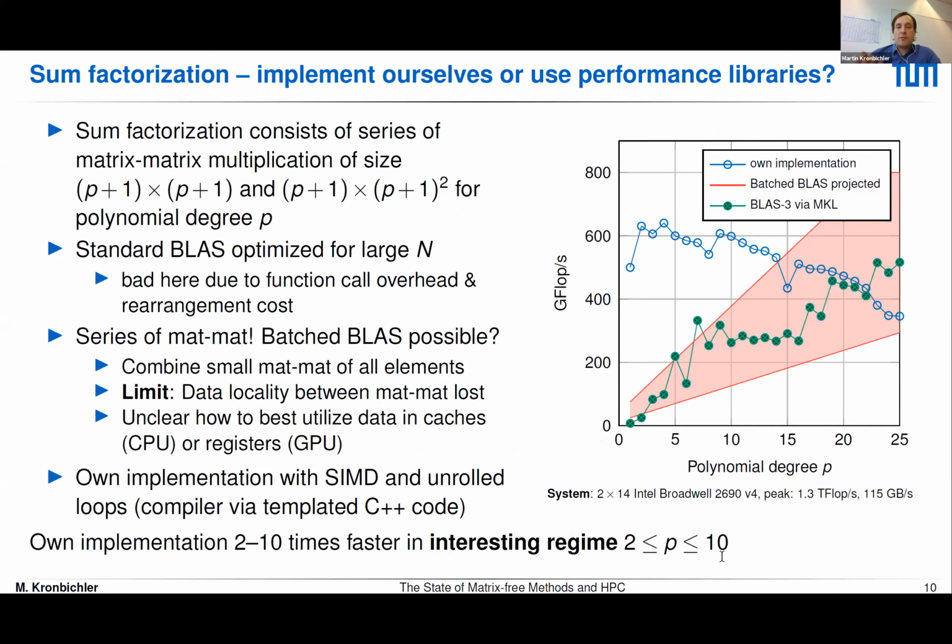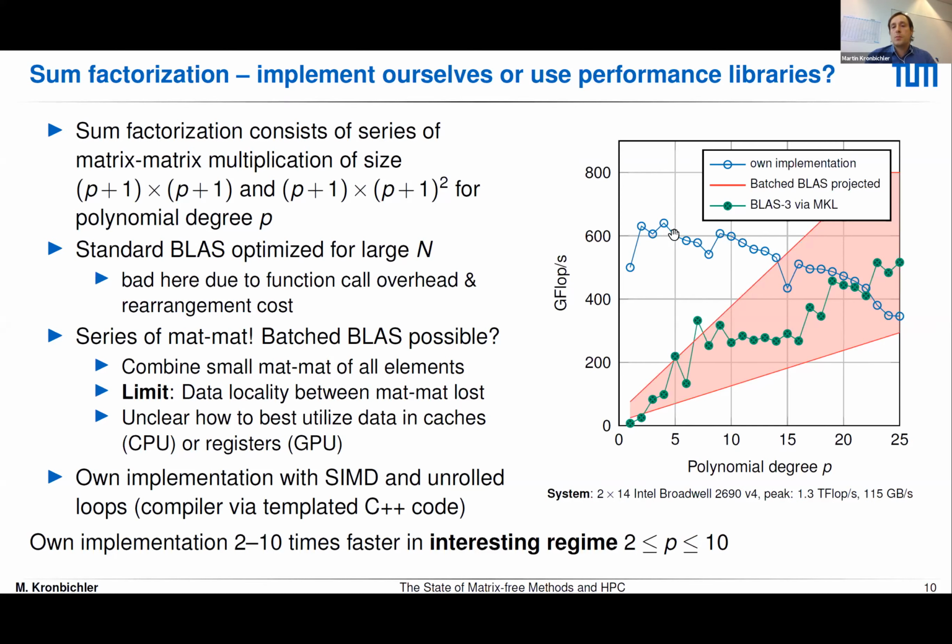Of course, for sum factorization, we had to decide: should we implement it on our own or should we use BLAS or some other library? Because essentially it's just matrix-matrix multiplications. Here's performance. I show gigaflops because I have fixed the algorithm here. And you see that our own implementation on a specific machine, which has a peak of a bit more than 1 teraflop, reaches 600 gigaflops for the polynomial degrees we're interested in.